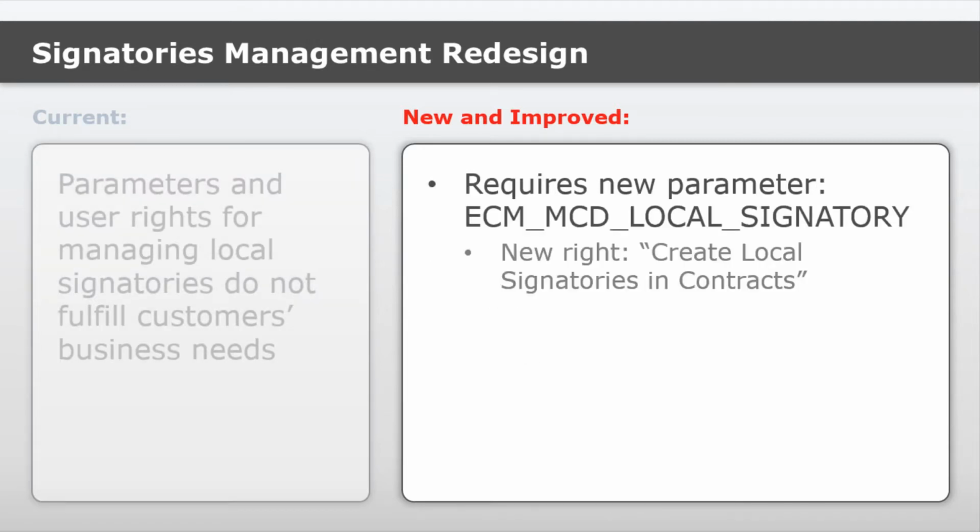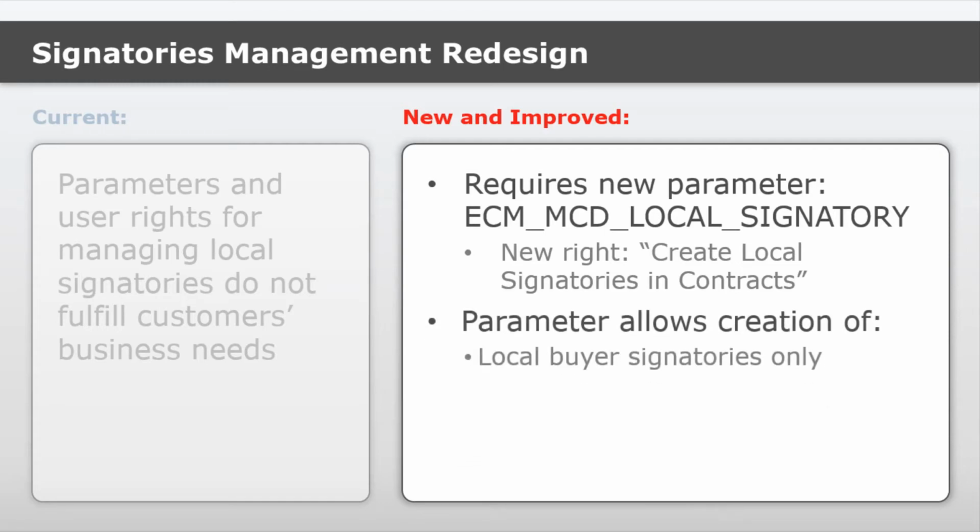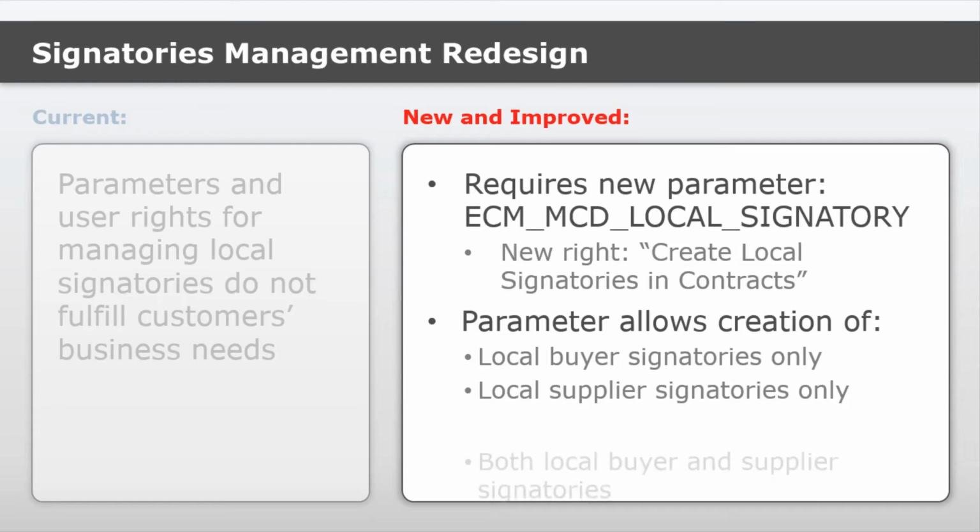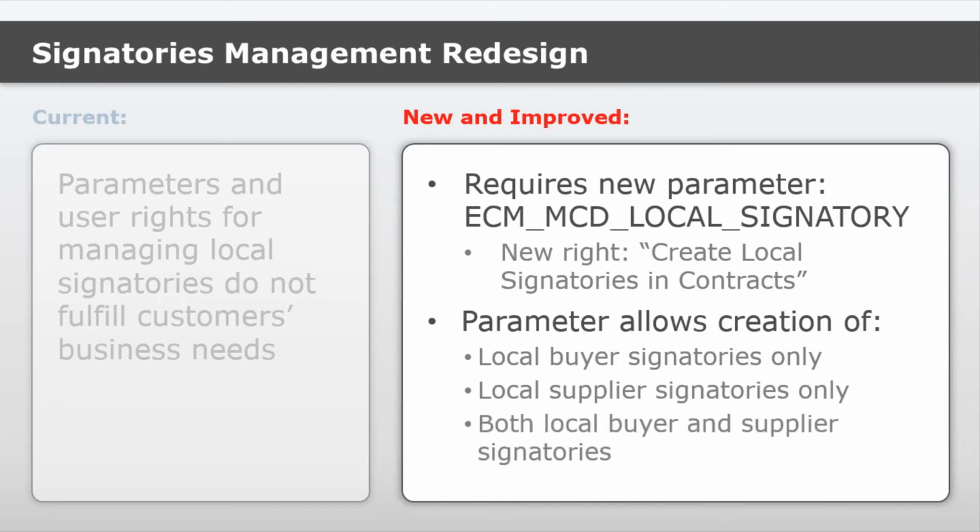If a user wants to create local signatories in 19.3, their organization will need a new parameter activated and they must be assigned a new user right called Create Local Signatories in Contracts. The new parameter, called ECM MCD Local Signatory, is required to have this user right become available. This parameter has 3 configuration options that can be applied. Users in the organization can be restricted to creating local buyer signatories only, local supplier signatories only, or the users can be allowed to create both local buyer and local supplier signatories.